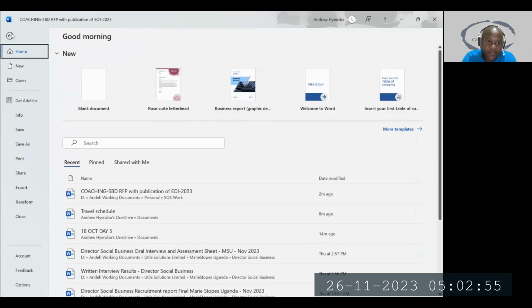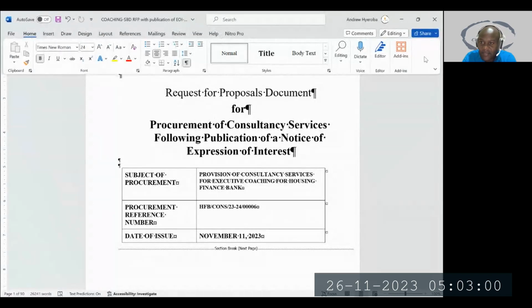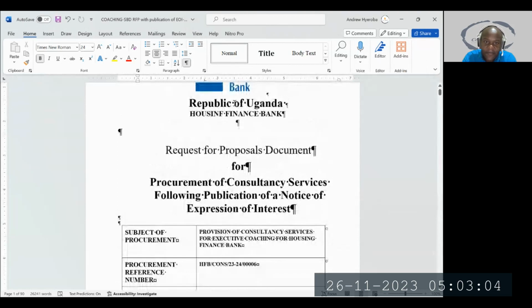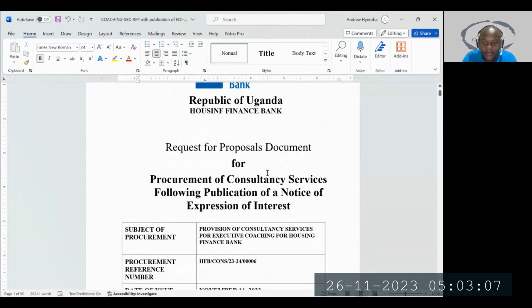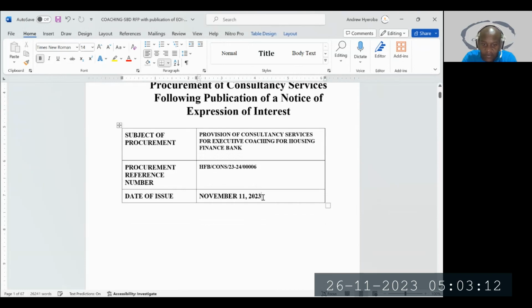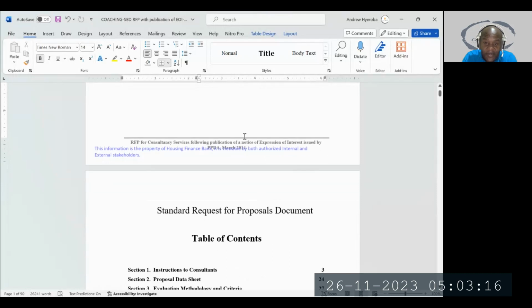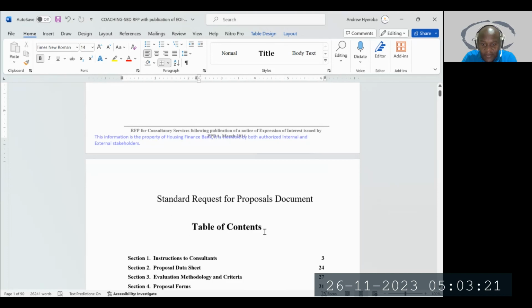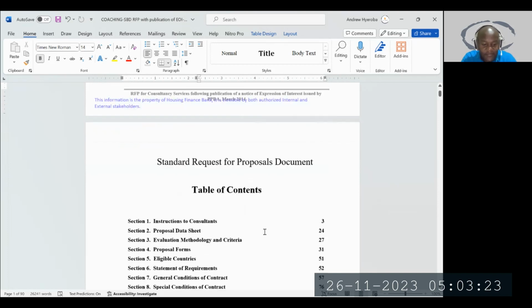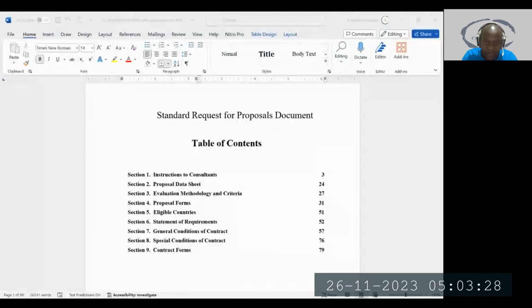Let me know if you see this. Let me just not collapse the ribbon. Yeah, consultancy services for coaching. And this was a bid called for, issued on the 11th of November, and this was shared with everyone that's on this call. If you received the invite, then you probably received this document as part of the invite.